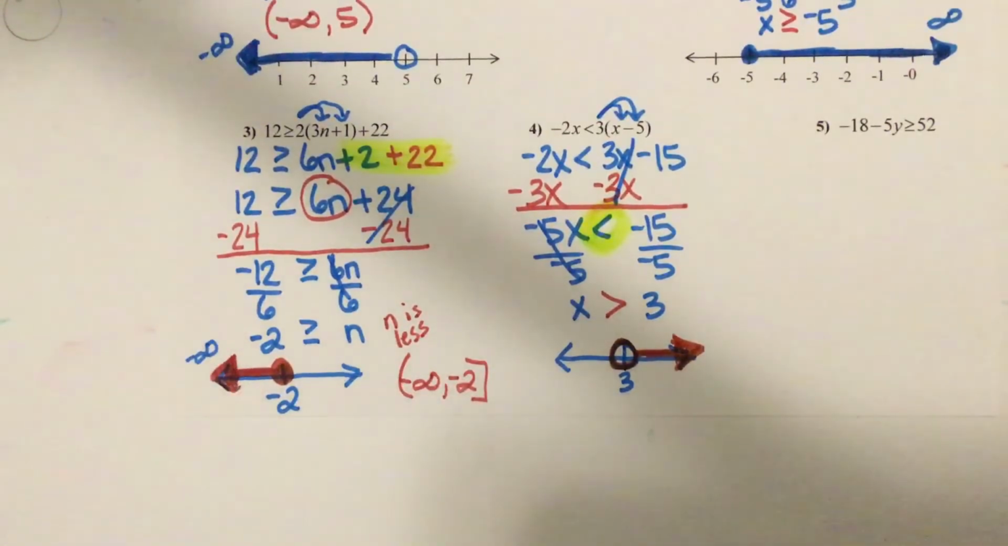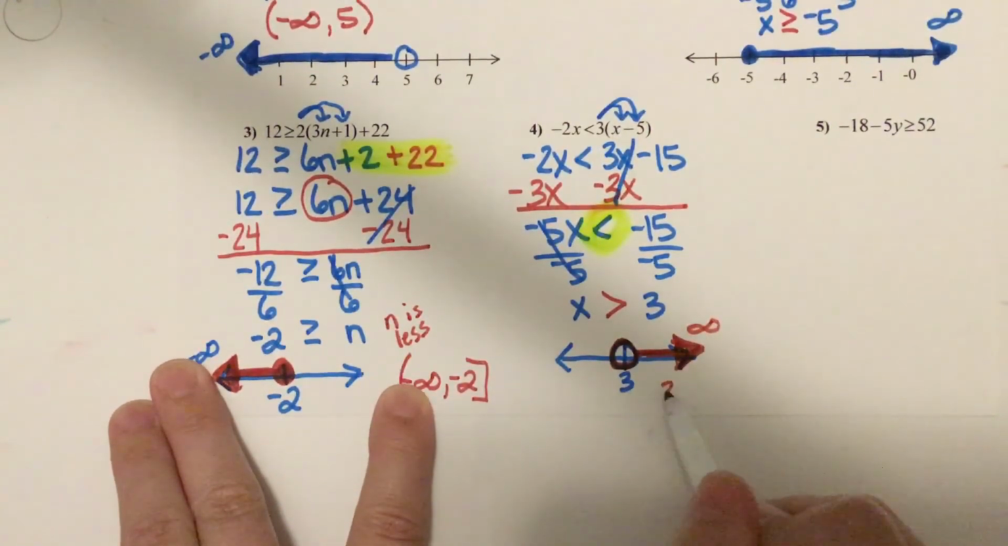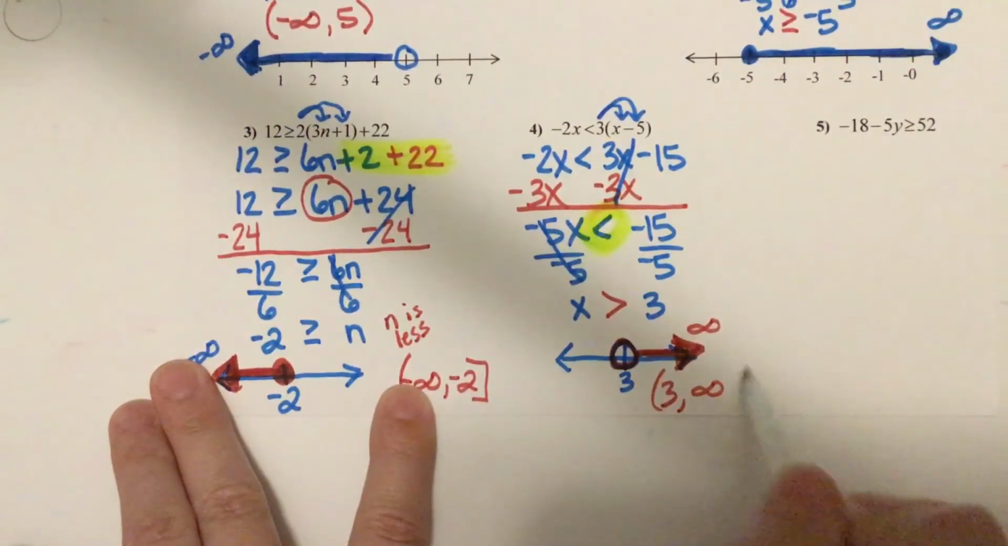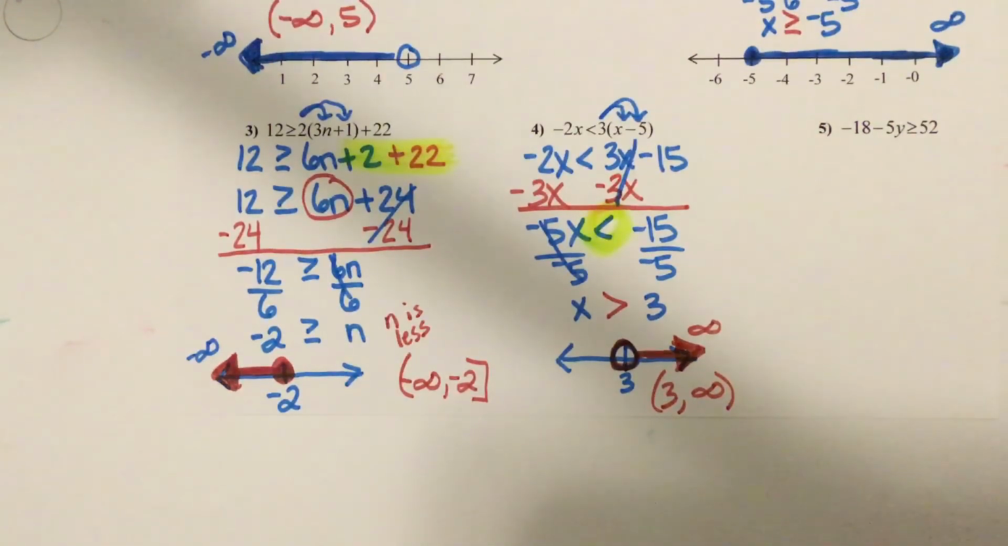Okay, interval notation. Because I'm going to the right, I'm getting bigger, bigger, bigger, so I'm headed to positive infinity. So it starts at 3, it goes to positive infinity, open circle gets a parenthesis, infinity always gets a parenthesis. And that's my answer.